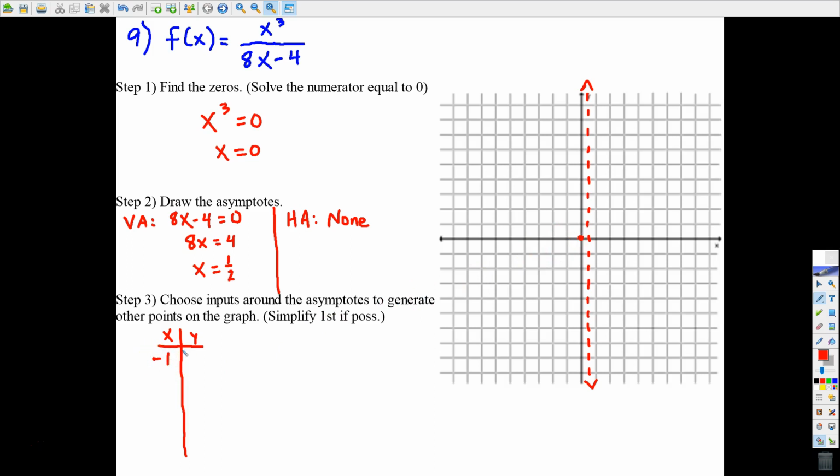And I had some people in class that were struggling a little bit with coming up with the correct outputs. So let me just walk through a few of these with you. So if you input -1 in for both of these x's, it would look like this. You would do -1 cubed.